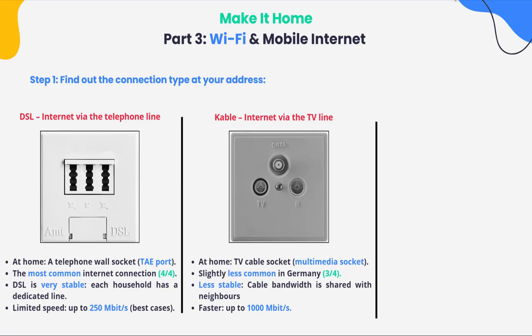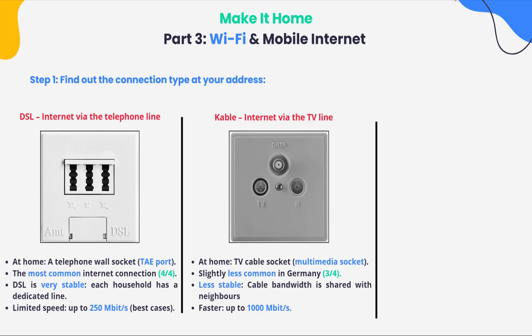Compared to DSL, it's slightly less stable because the bandwidth is shared with your neighbors, so you might notice small drops in performance during peak hours. The big advantage is speed. Cable internet is faster than DSL, with speeds up to 1000 megabits per second. In practice, at most addresses in Germany, you will easily find offers between 100 and 250 megabits per second.